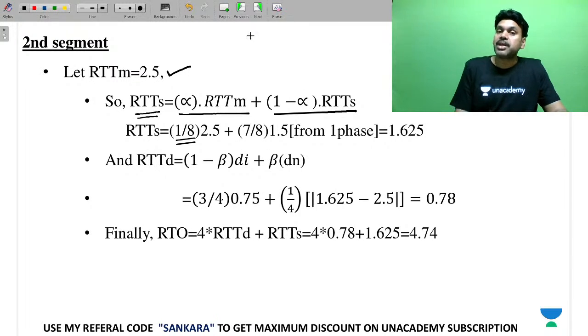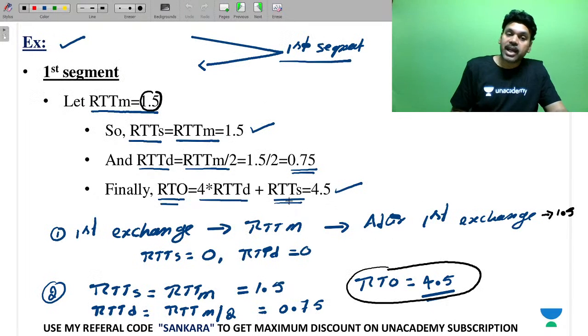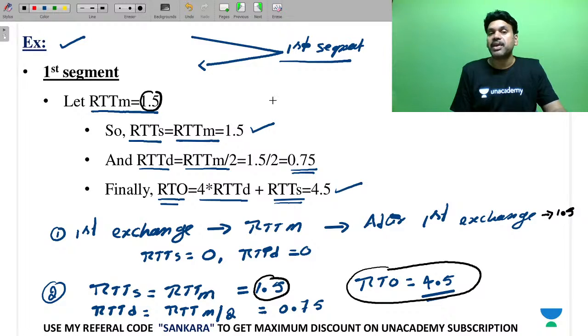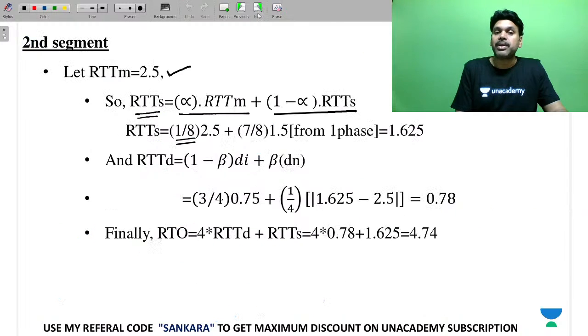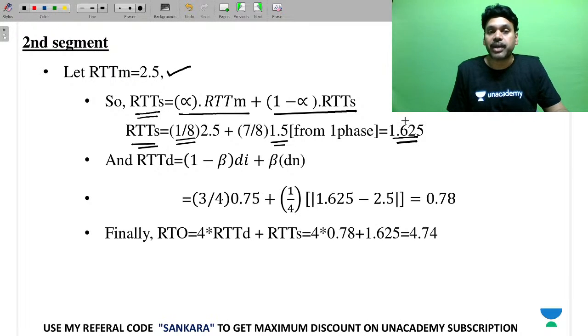What is the smoothed RTT you calculated? In the earlier step, the smoothed RTT was calculated as 1.5. Therefore, you are going to calculate RTTS as 1 by 8 of 2.5 plus 7 by 8 of 1.5. Then it is 1.625.